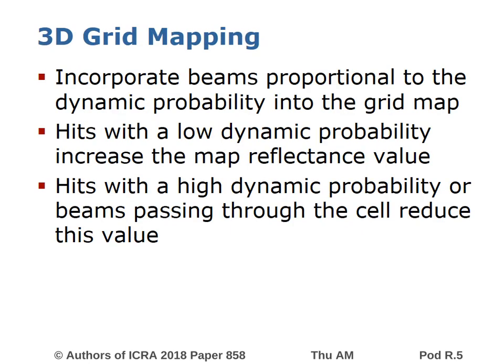We then use the predicted dynamic probabilities to build a 3D grid map, where each cell represents the probability that a beam is reflected by a static object. We therefore incorporate beams proportional to this probability into the map. Beams with a low dynamic probability increase the map value in the cell where the beam ends, while a high dynamic probability or beams passing through a cell reduces this value. As a result, we get a map where each cell represents the probability that the beam is reflected by a static object.